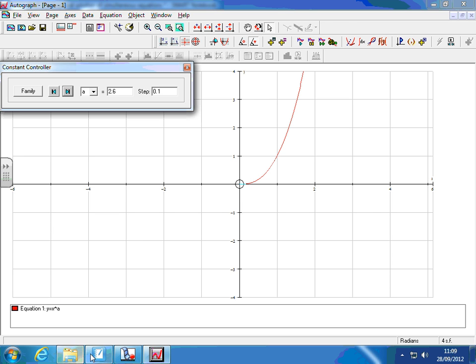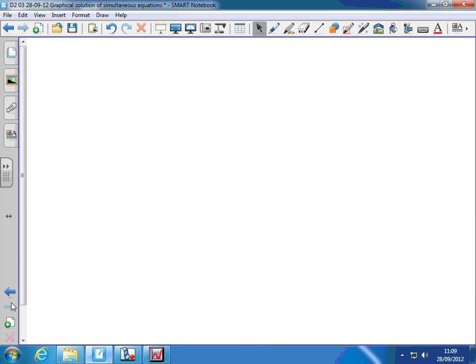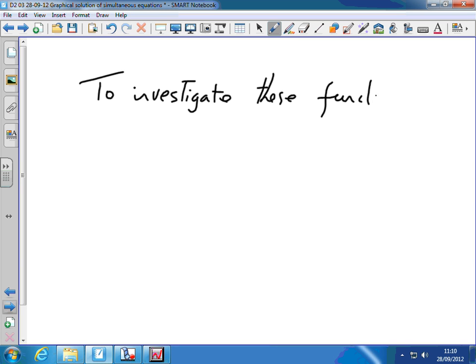So let's go back to our functions, and what I want to do today really is just to introduce you to the idea of the logarithm, or remind you of the logarithm, because we looked at it last year. To investigate these functions, we use logarithms.